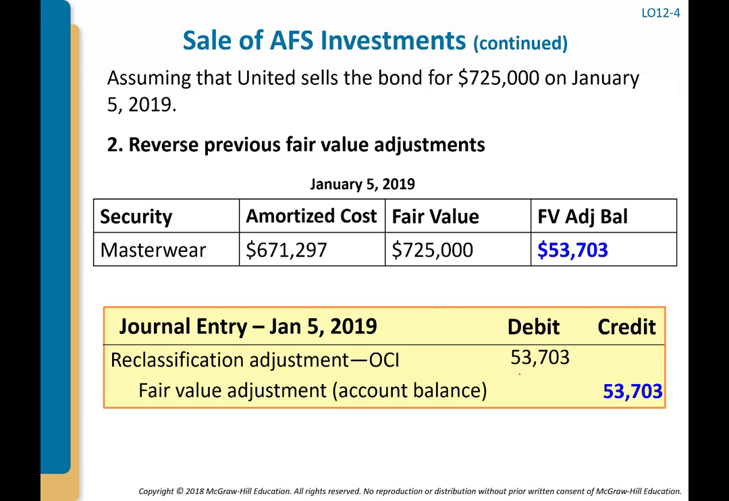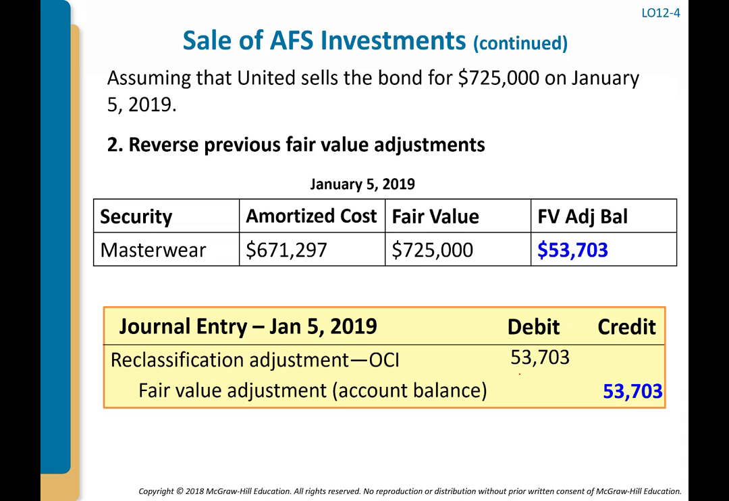I close everything out on the income statement, don't I? So when I credit this for $53,703, I go ahead and debit my accumulated OCI. This is closed now, isn't it? That entry closes this. So this is zero. And I debit $53,703. So I've gotten the amounts out of accumulated other comprehensive income, haven't I? Those amounts are out of there?